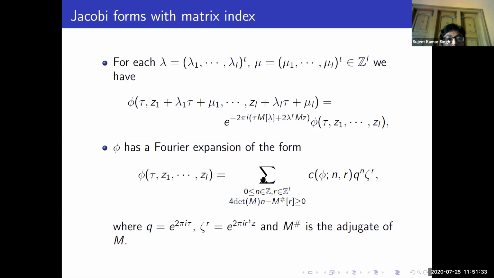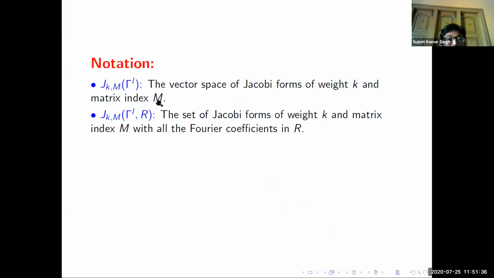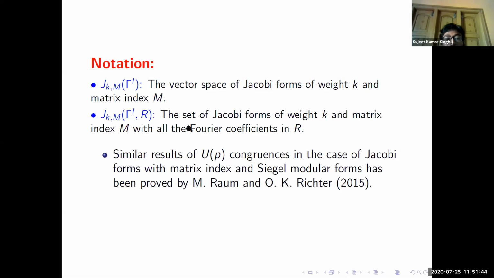Okay, so I will be following this notation: by J_{k,m}(Γ, L) we denote Jacobi forms of weight k and index m, and with R we denote the collection of all the Jacobi forms with Fourier coefficients in R. A similar result in the case of Jacobi forms with matrix index for U_p congruence has also been proved, and for Siegel modular forms this was proved by Martin, Raum and Richter in 2015.